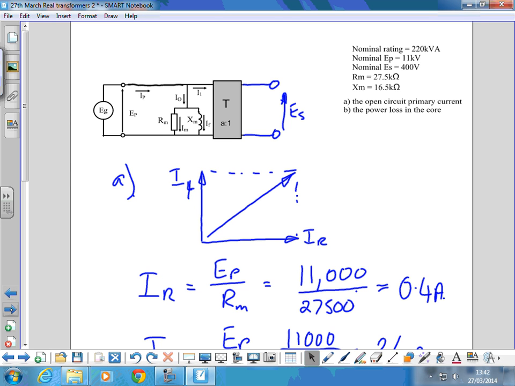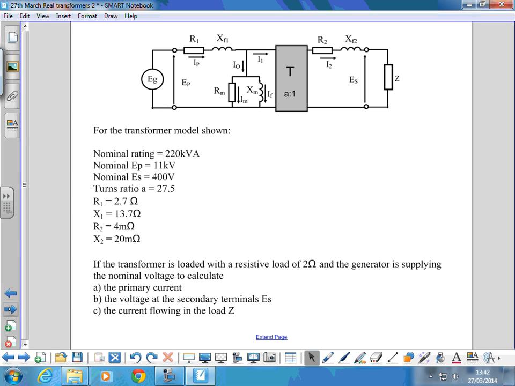All fairly happy with that, yeah? So, second part of the example, for the transformer model shown, nominal rating. We're talking about the same transformer really here, but we're now going to have it on load. So we've got the nominal rating 220 kVA the same, EP 11 kV, ES 400 volts, the turns ratio is the same, and you've been given the values of the winding resistances and the leakage reactances in ohms.